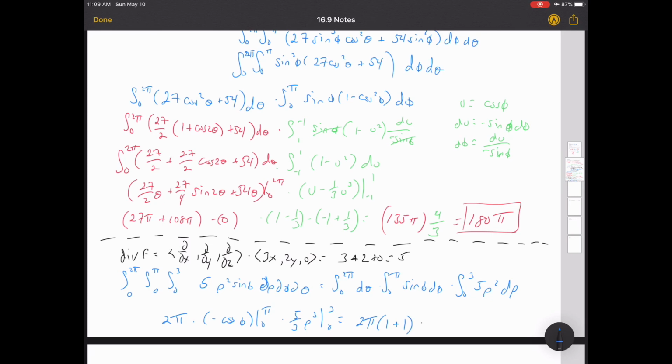And then times, let's see what we get here. If I plug in 3, we're going to get 3 cubed, which is 27. 27 times 5/3 is 27 divided by 3, which is 9, times 5 is 45. And then plugging in 0 gives us nothing. So ultimately what we get here is, let's see, this 1 plus 1 here is 2. So 2 times 2 pi is 4 pi. 4 pi times 45 is 180 pi. Using the divergence theorem, much, much easier.